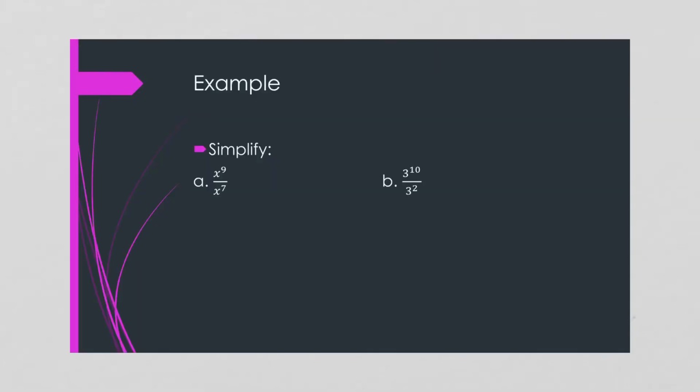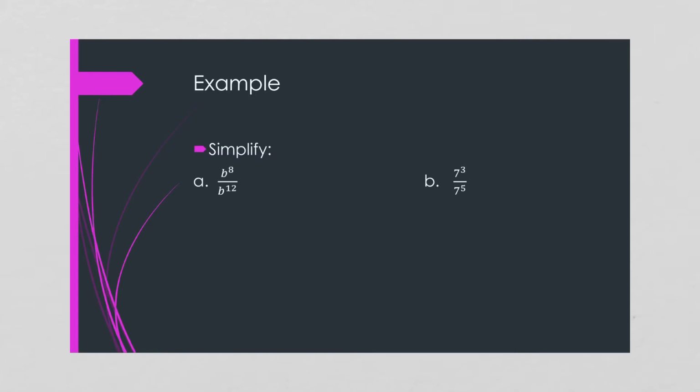All right, so here's another example. Where do we have more x's in part A? We have more x's in the numerator, so they're going to stay in the numerator, and 9 minus 7 is 2, okay? Also on part B, our numerator has more exponents, so it would be 3 to the 10 minus 2 is 8. And I don't know about you, but I don't know what 3 times 3 times 3 times, and I can't even think right now. But anyways, we'll leave it as 3 to the 8th for now.